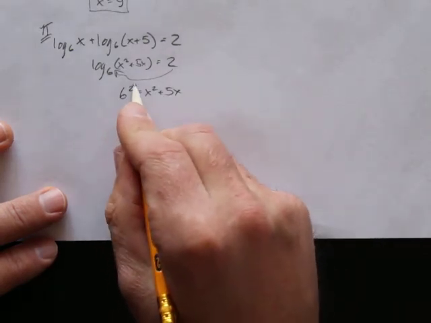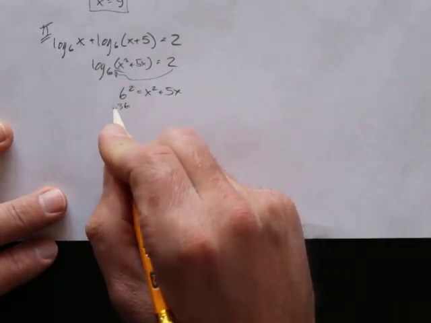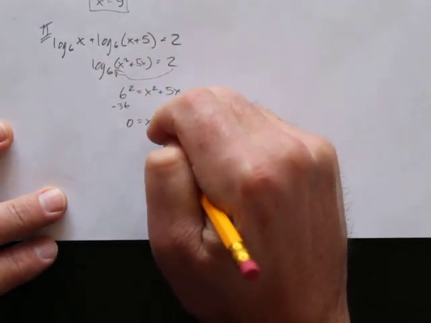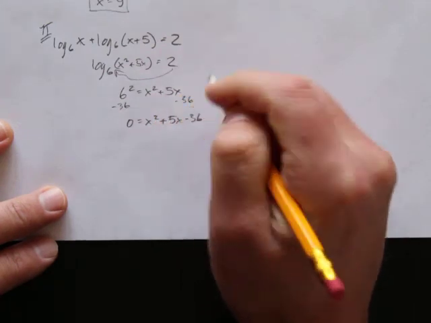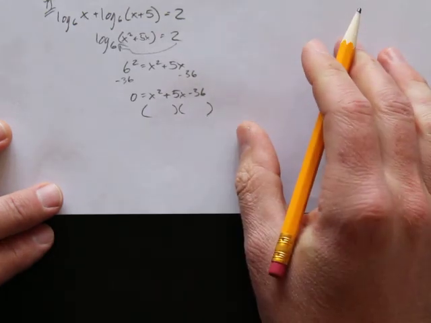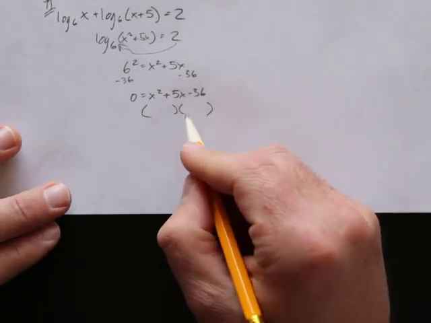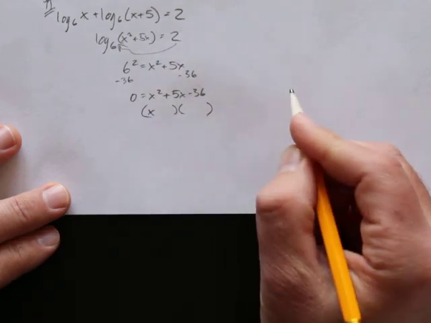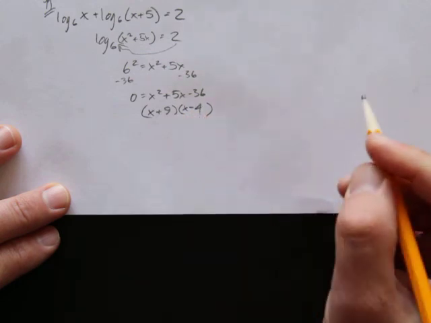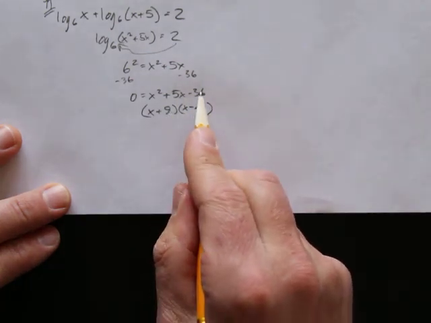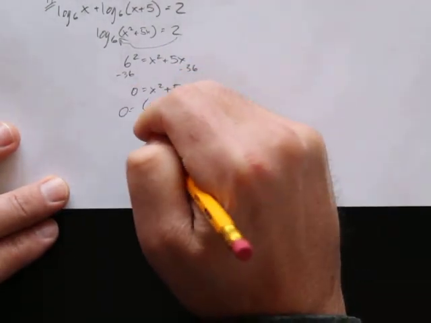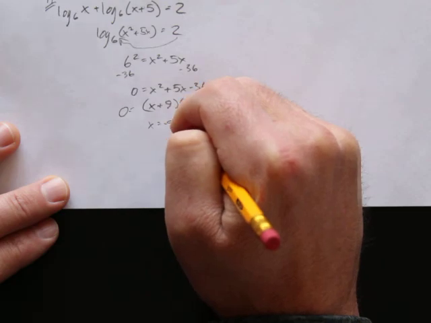And now 6 squared is 36. I'm going to subtract 36 from both sides. 0 equals x squared plus 5x minus 36. What do I multiply together to get negative 36 and add together to get 5? Let's see, x plus 9, x minus 4. That'll get me positive 5, and that'll get me negative 36. Great. So now, set each of these equal to 0: x equals negative 9, x equals positive 4.